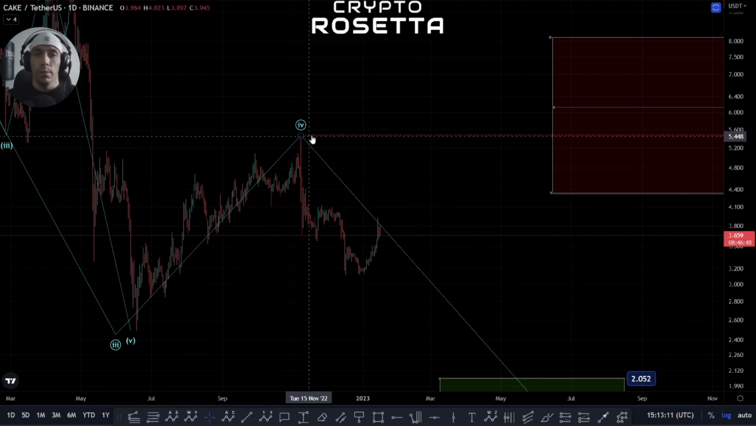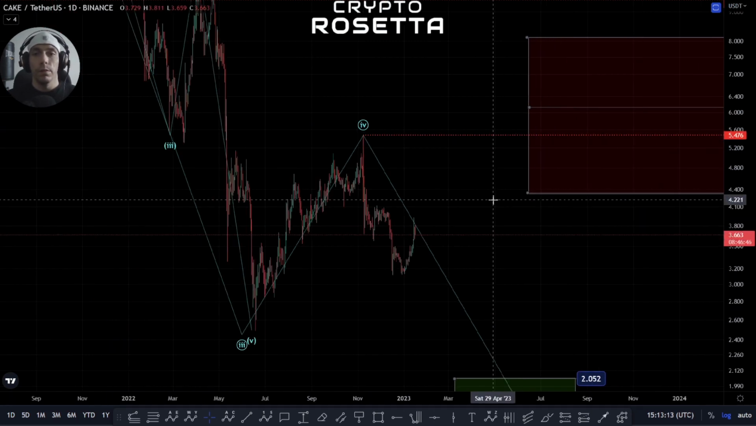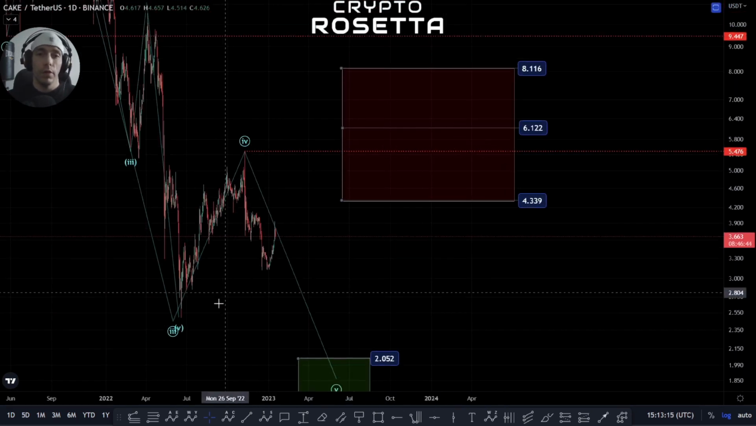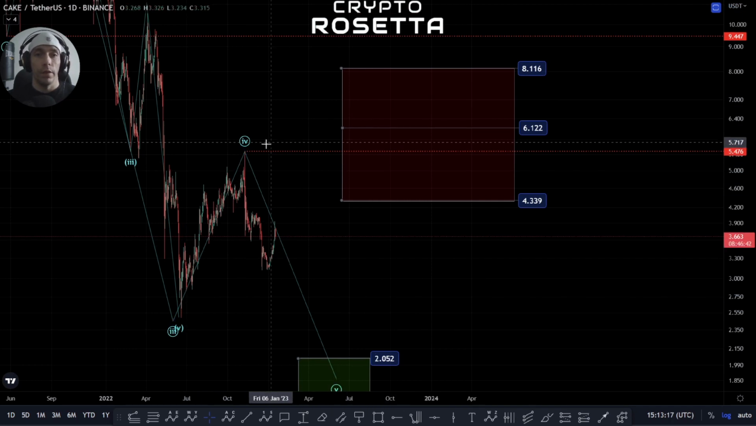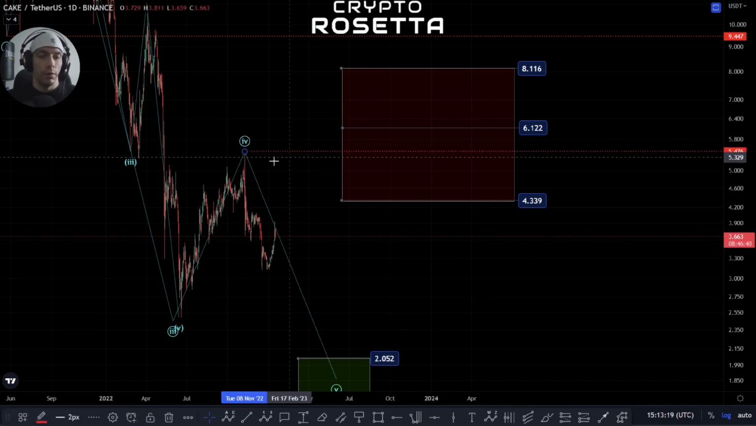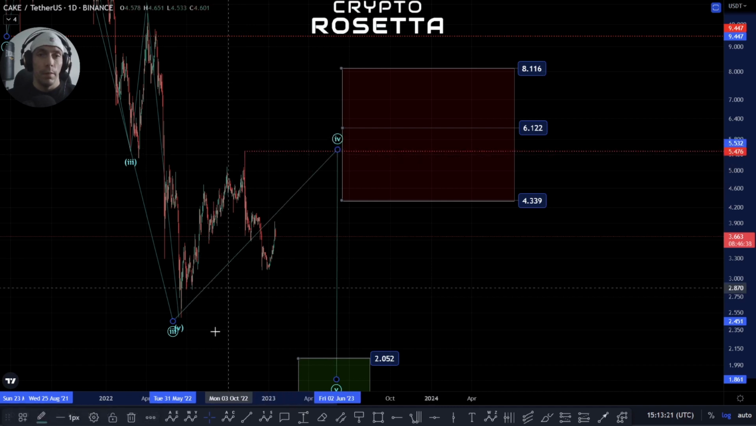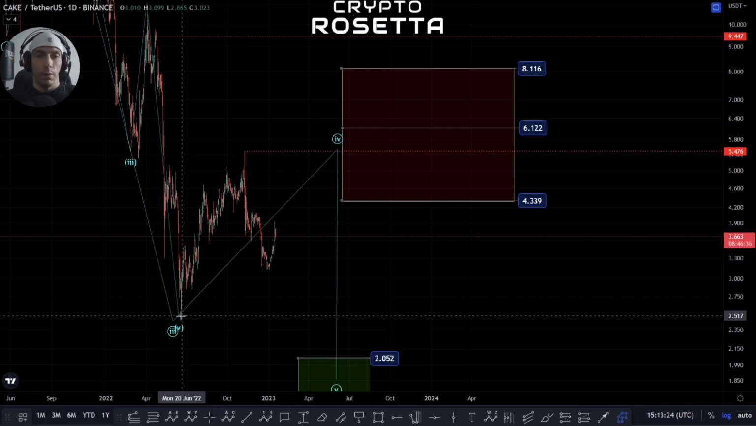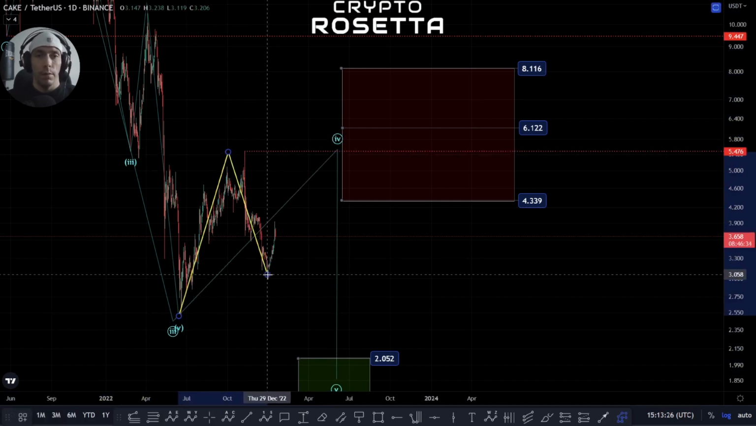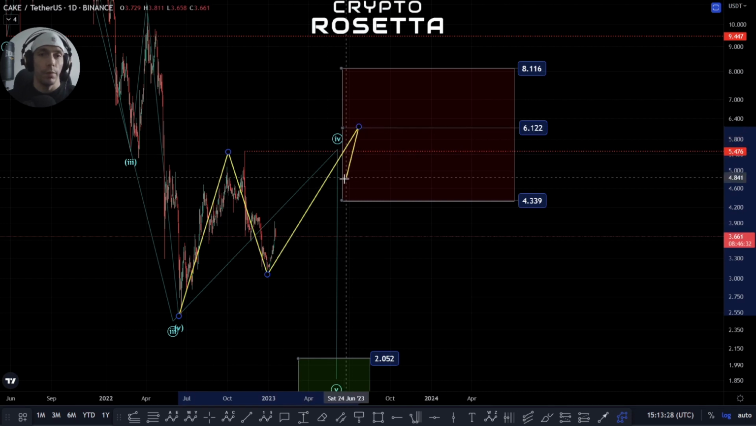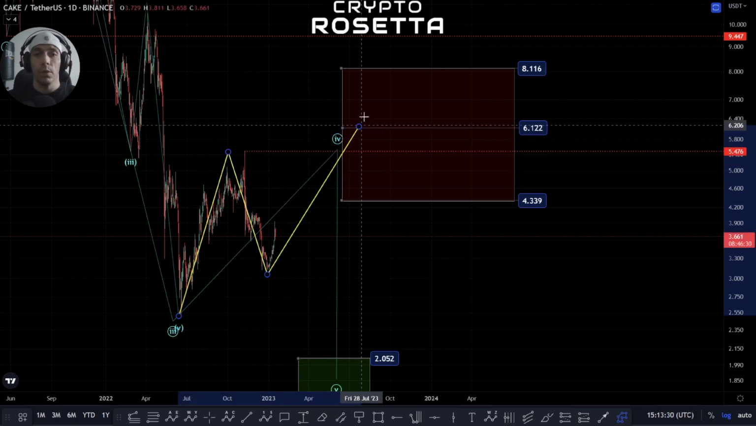So within this, basically, we could be looking at a completed 4th. Alternatively, we could have another leg to the upside here, and this 4th could extend out, and we could form something like this, where we form this as an A wave, a B wave, and a C wave to the upside. So this is something we always need to be aware of.